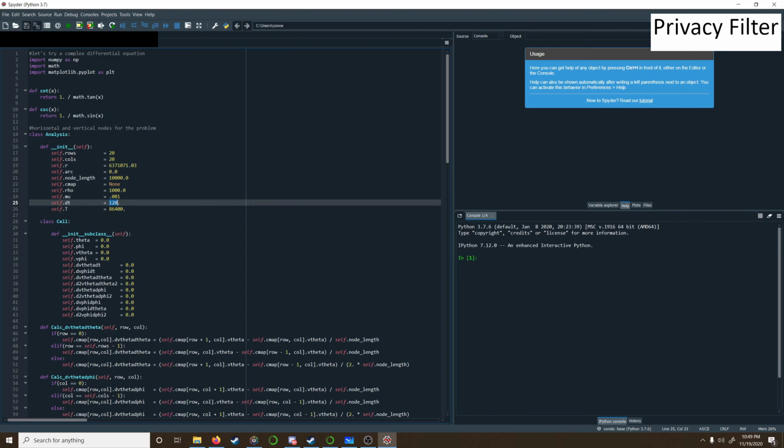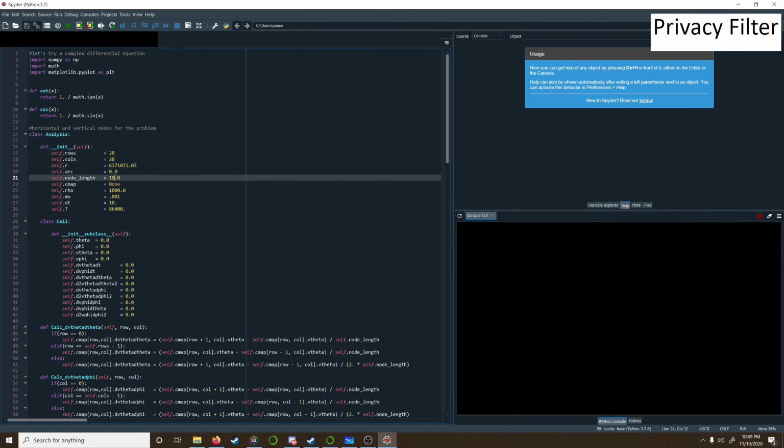We can set a different time step if we want. We can say 10. And then that's the period, how long the Earth takes to rotate once. I mean, it's technically not 86,400, but we're just going to assume. All right, so let's set the node length to 10. So the distance between each node will be 10. So we will have 200 in each direction, so 1,000 square meters that we can look at, and we'll just run this and see what happens.